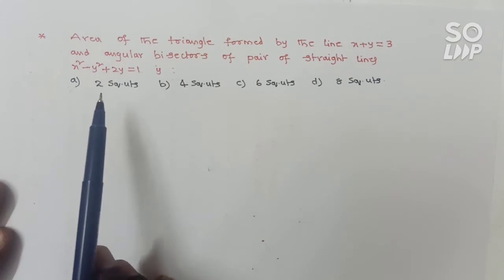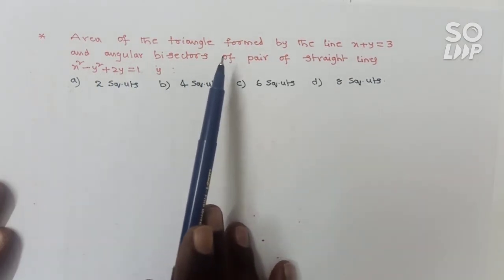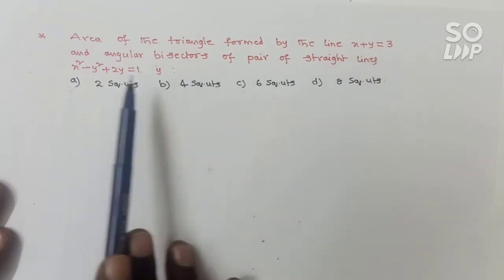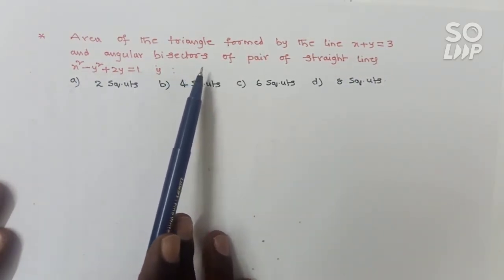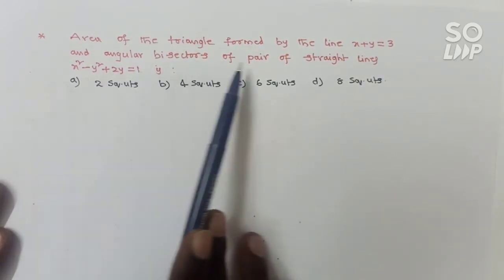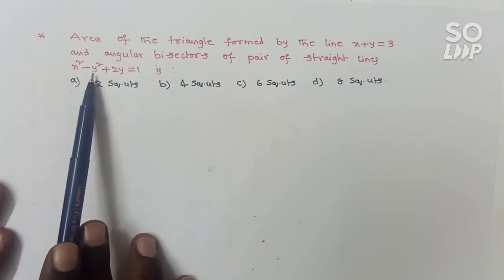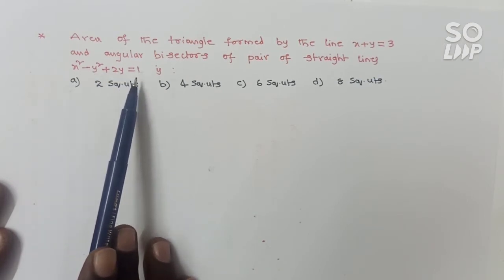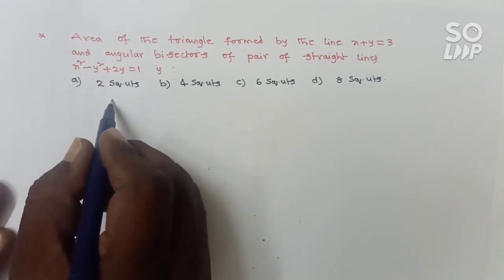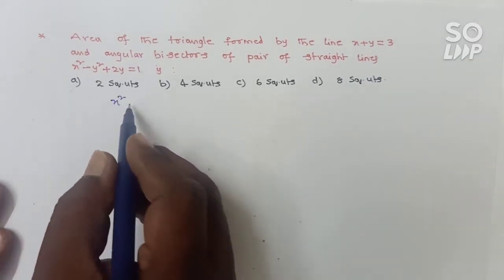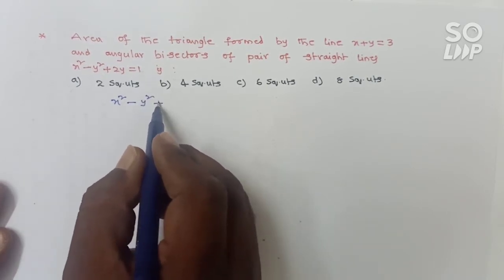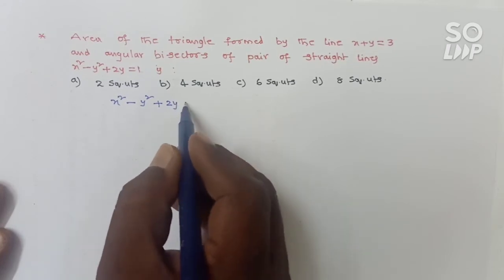So this question is: the area of the triangle formed by the line x plus y equals 3 and the angular bisectors of the pair of straight lines x square minus y square plus 2y equals 1. See, here the given equation is x square minus y square plus 2y equals 1.